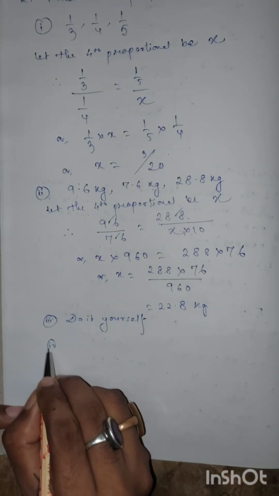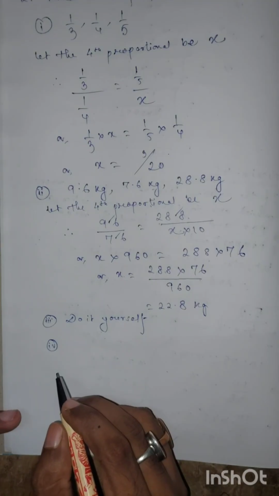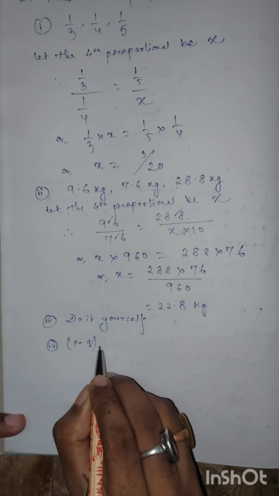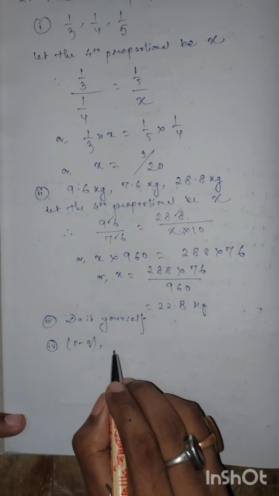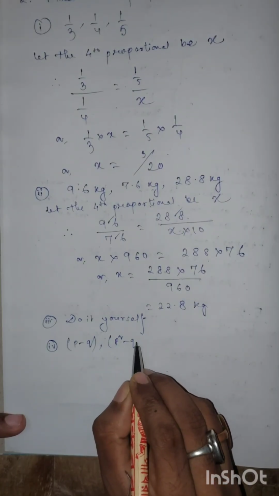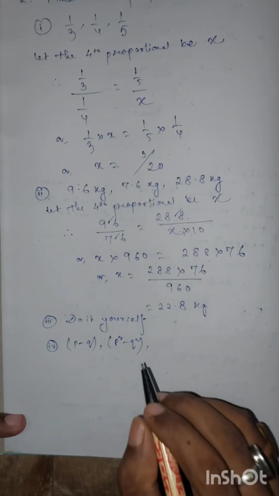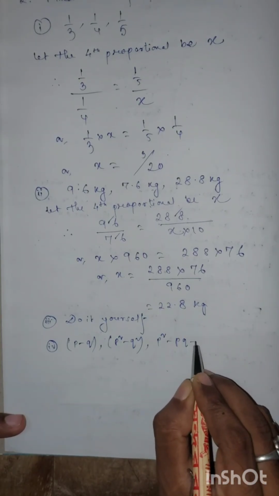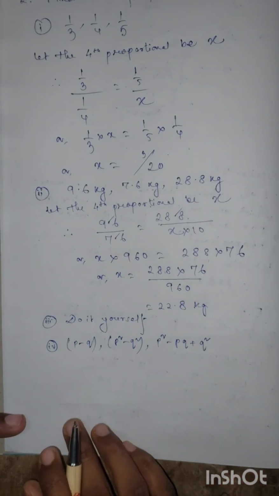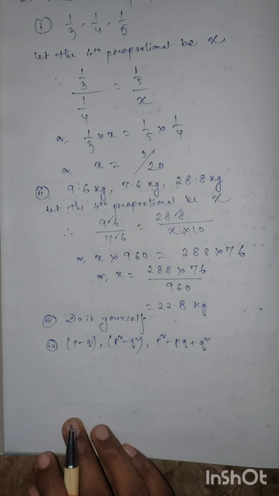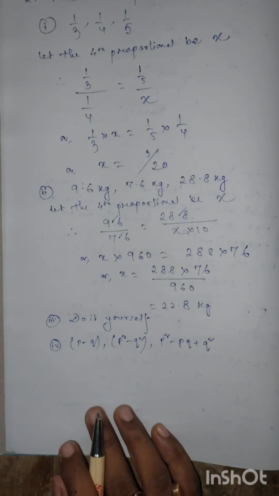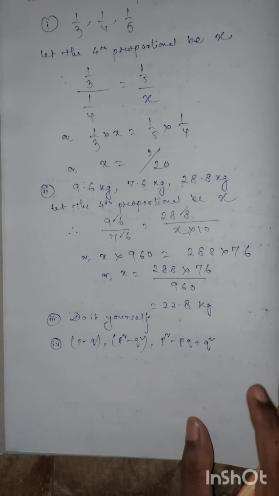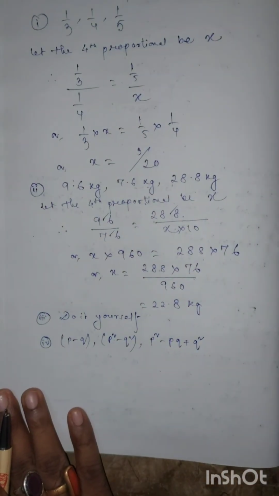Now question number Roman 4. It says p minus q, comma p square minus q square, comma p square minus pq plus q square. Okay, these are three terms, and we do not know the fourth term, the fourth proportional.